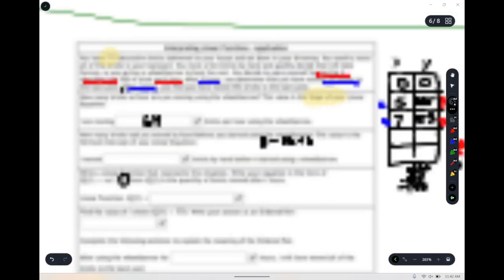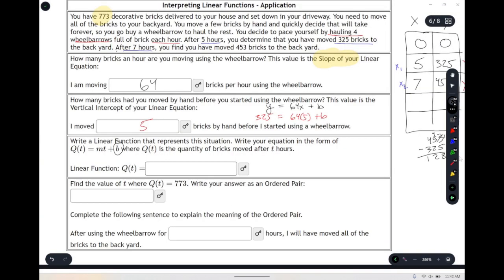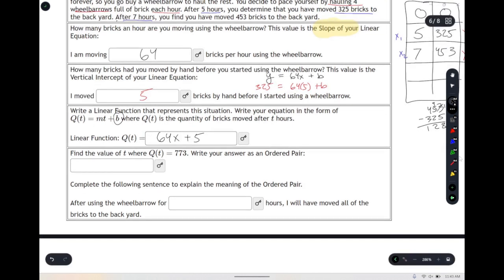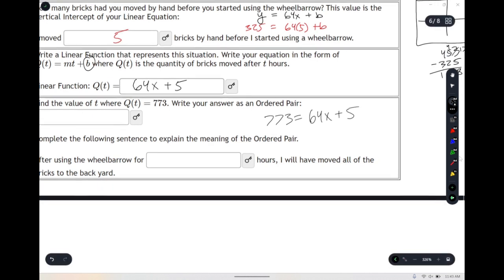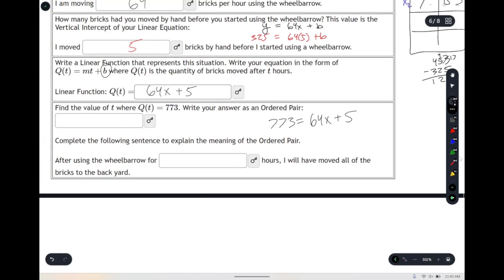You're right. So then your equation is probably something like 64x plus 5. So you only move 5 with your hand? That's so lazy. Well, you don't know how big the bricks are. But if you move 5 bricks and you're like, this is too hard, I got to get a barrow. It's like one trip. Okay, and then last but not least, it's probably set equal to 773 equals 64x plus 5. And then solve. So 773 minus 5 divided by 64. It's probably 12 hours.